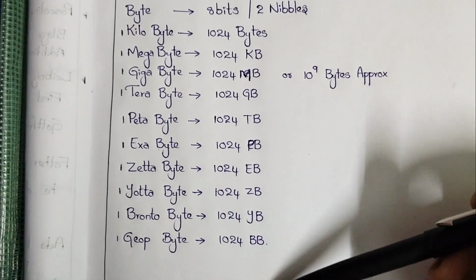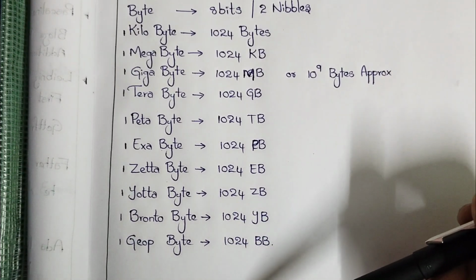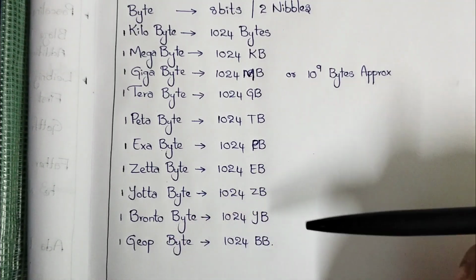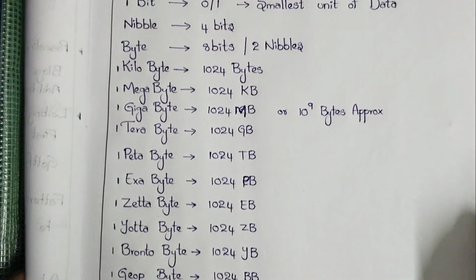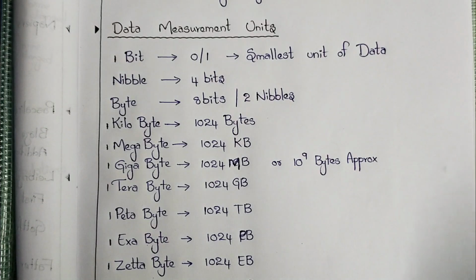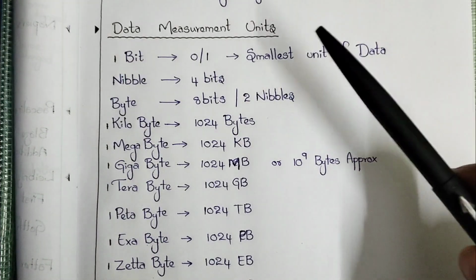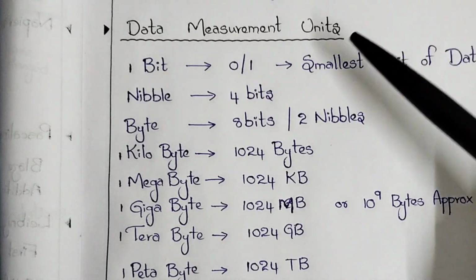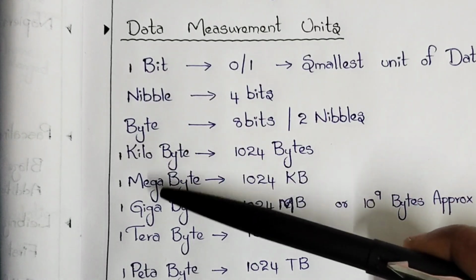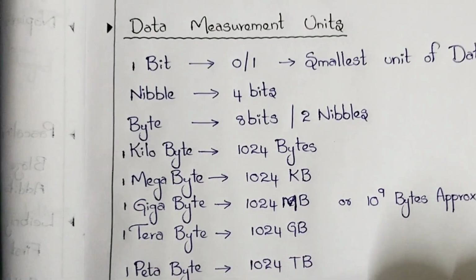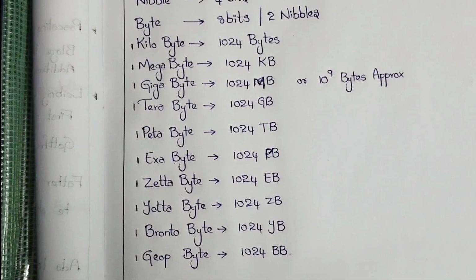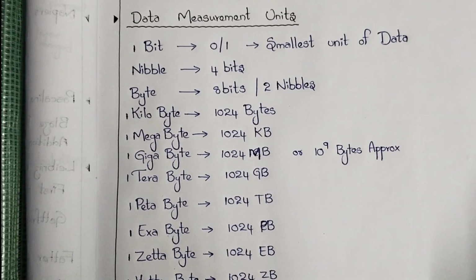There are some more data measurement units, but till this zeobyte it is enough for your exams. Okay, I hope I am clear. Today we learned about the history of computer and some important data measurement units. We learned that the bit is the smallest unit, right? We learned about nibble, byte, kilobyte, mega, giga, tera, peta, exa, zetta, yotta, bronto, zeo. Just remember this, make a note of it. If you read it daily, you can easily remember this.